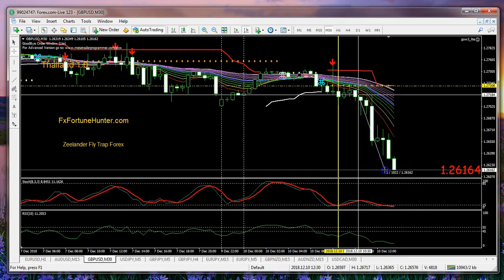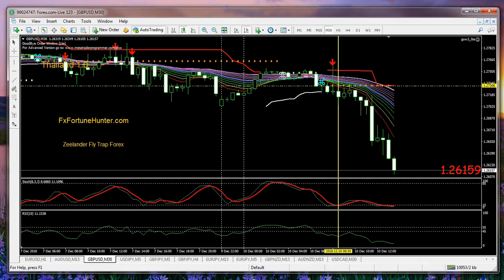As a result of this, and in anticipation that maybe Prime Minister May isn't going to win or vote tomorrow, and this whole Brexit thing is still going to be in a complete state of chaos, we see that the pound has reacted very badly against the dollar, and as a result, our Zeelander Flytrap trade setup worked once again. I hope that's helpful.